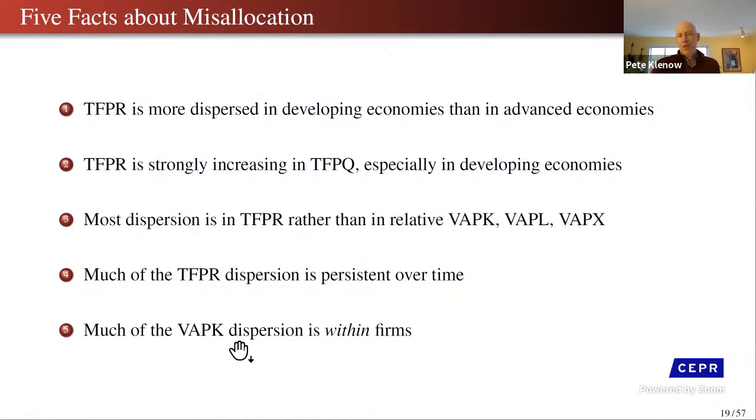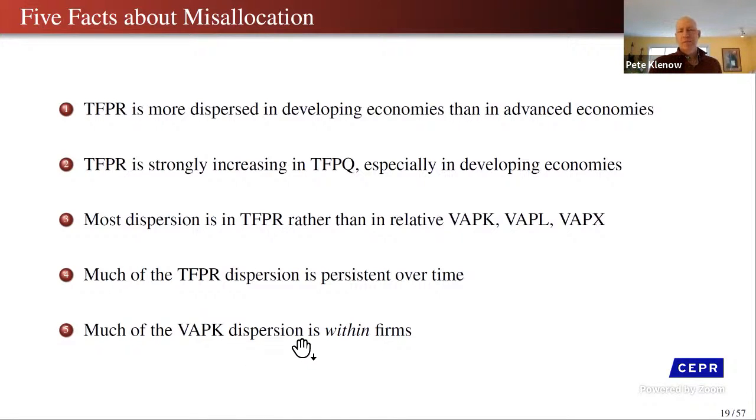And then the last fact is that much of the dispersion in the average product of capital seems to be occurring even within firms. This matters by country, but in the United States, where you have a lot of multi-plant firms in manufacturing, you can analyze this. If we had single-plant firms everywhere, then this wouldn't be meaningful.